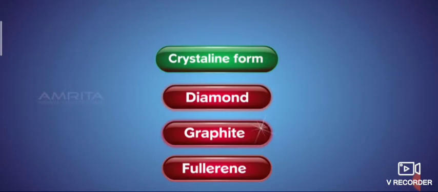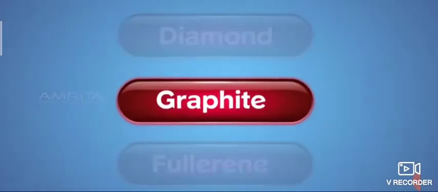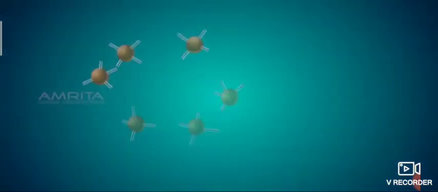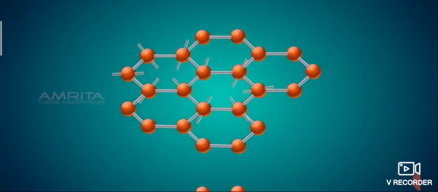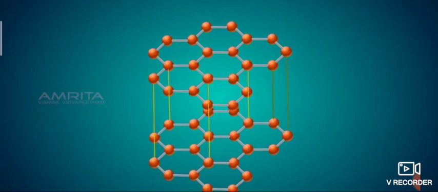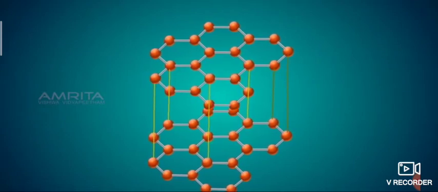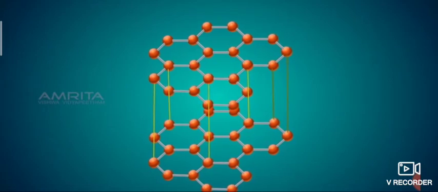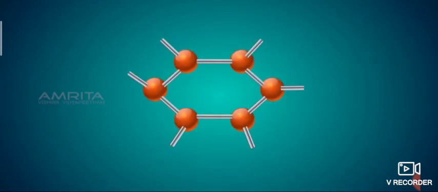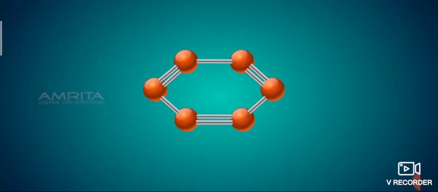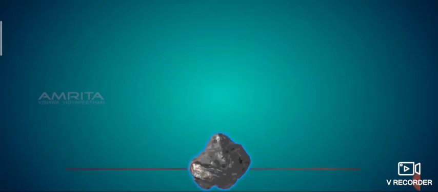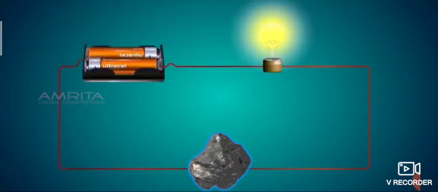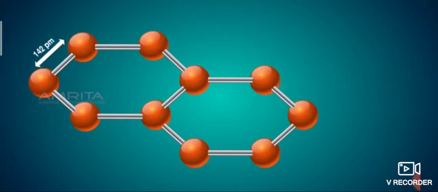The next crystalline form, or the next allotrope of carbon, is graphite. Graphite is a grayish black opaque substance, also known as black lead. Here each carbon atom is combined with 3 atoms of carbon to form a hexagonal array. Each one forms like a layer. One hexagonal array is combined with another hexagonal array with weak forces, which gives a layered structure. It has one free electron, so it is a good conductor of electricity.